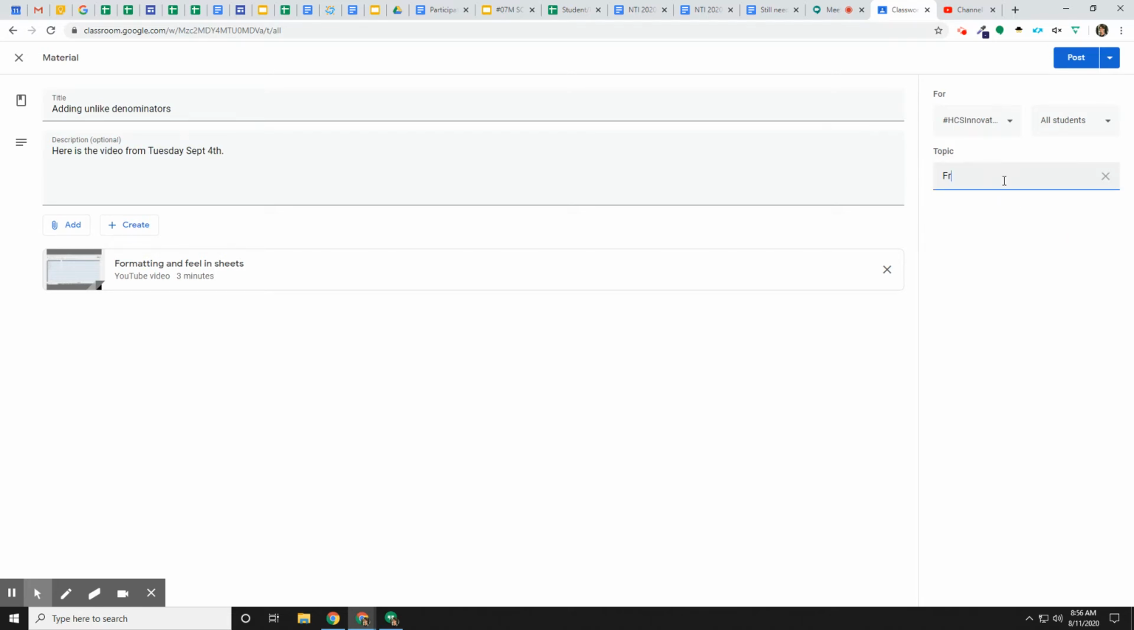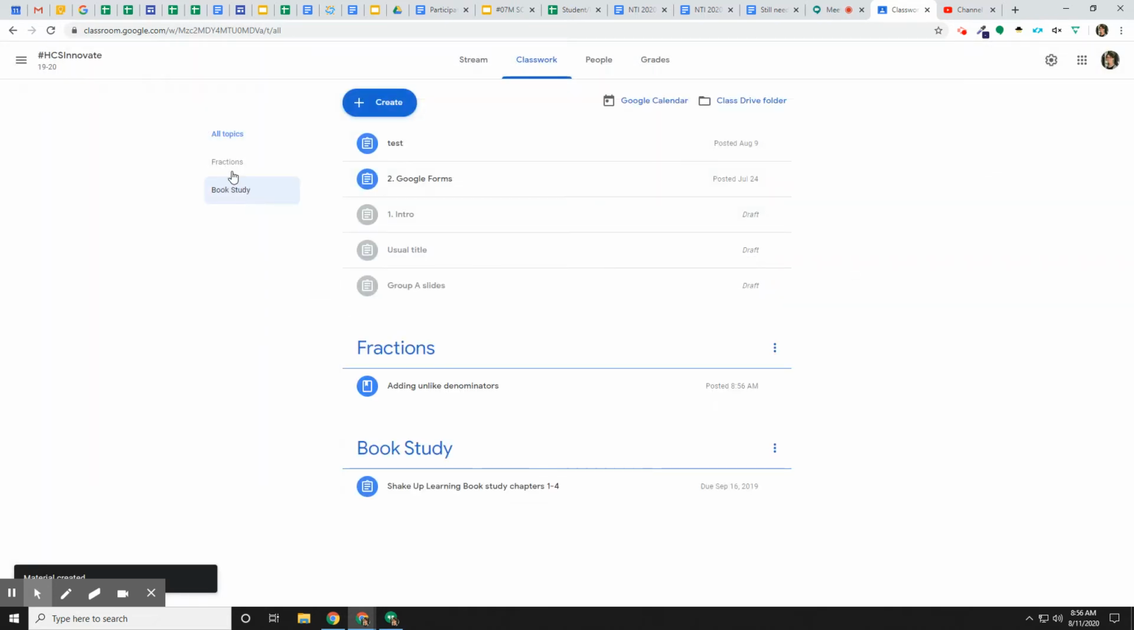is another one. And I'm going to create the topic of fractions. That way, my students and my parents, once again, this is kind of for them. I'll post it. So now you see that over here on all topics, your topics kind of fall into the left-hand column here for students and parents.